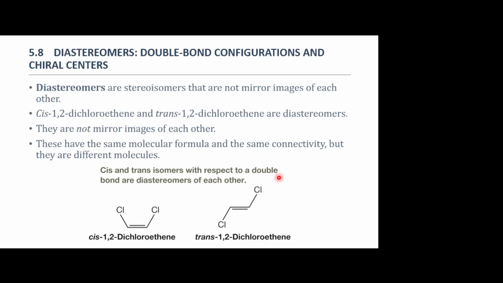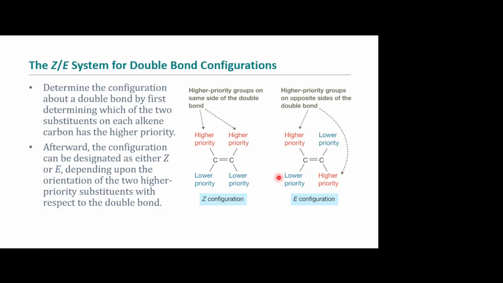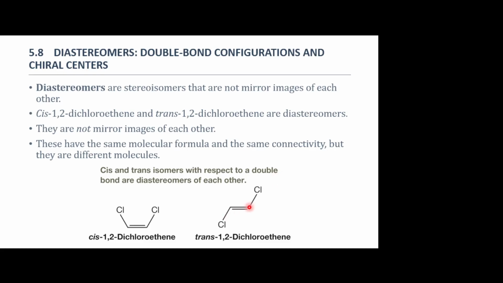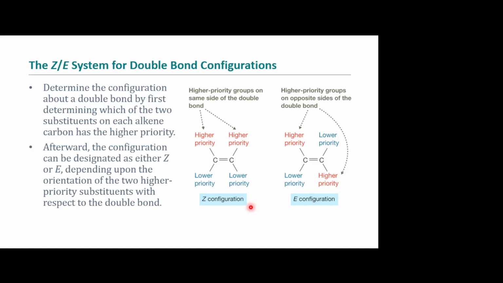Again, they have to have the same molecular formula, same connectivity, but not mirror images of each other. They are different molecules. They will have different biological effects. They can have different polar, non-polar behaviors. Like these right here would have a different non-polar, polar behavior. Okay? And so they'd actually have different melting points.